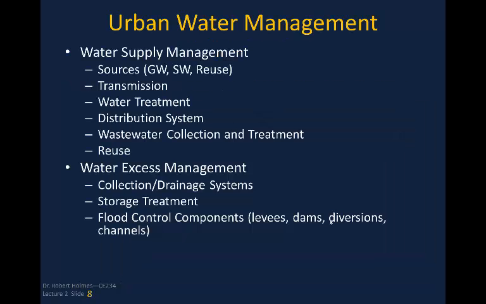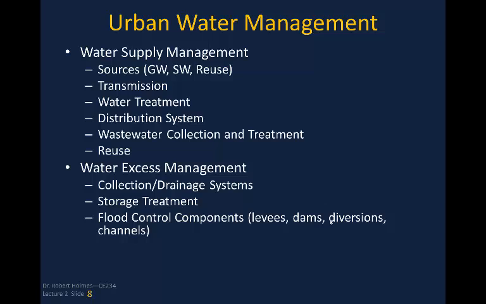For urban water management, we have both the water supply and the water excess management. We have our sources, transmission. We have to worry about treating the water. We have to have a distribution system to get it out to the end user, and then we have to have water collection and treatment, and then potentially we get reuse. In some cases now, especially in the arid west, you have reuse of that water that comes out of the wastewater treatment plants.